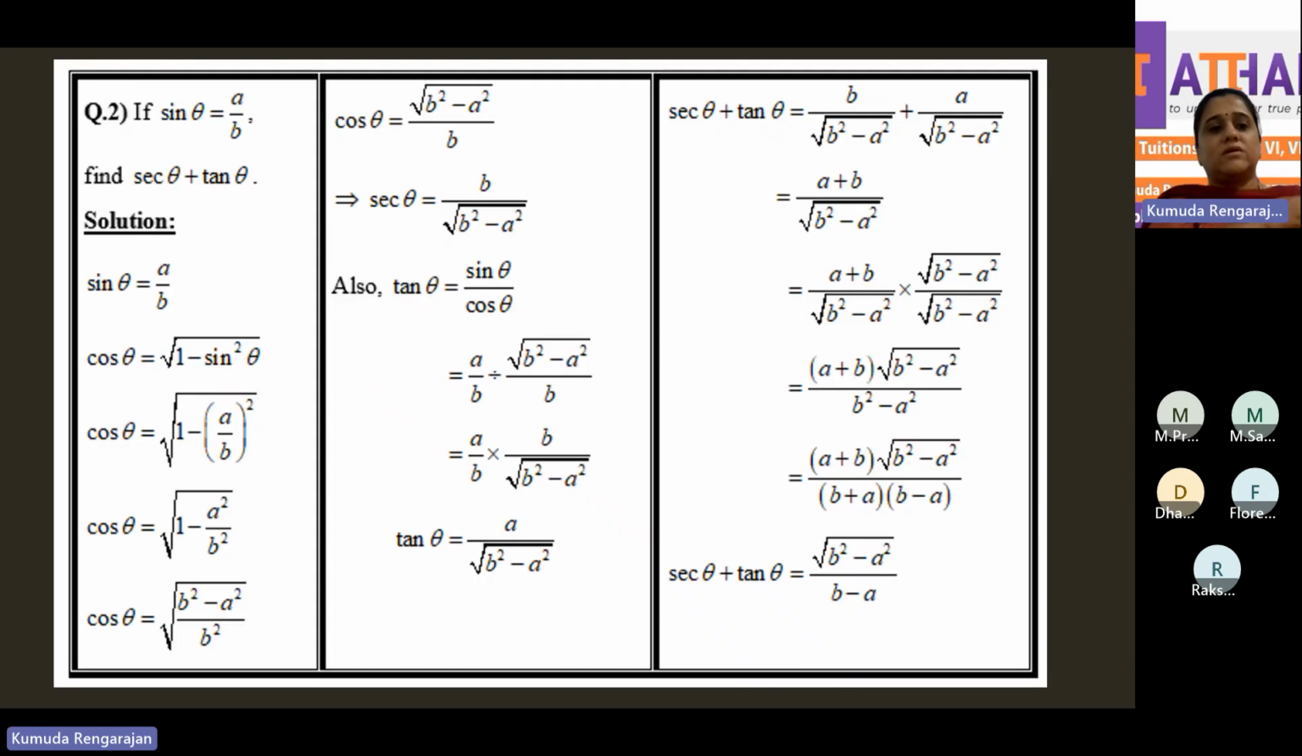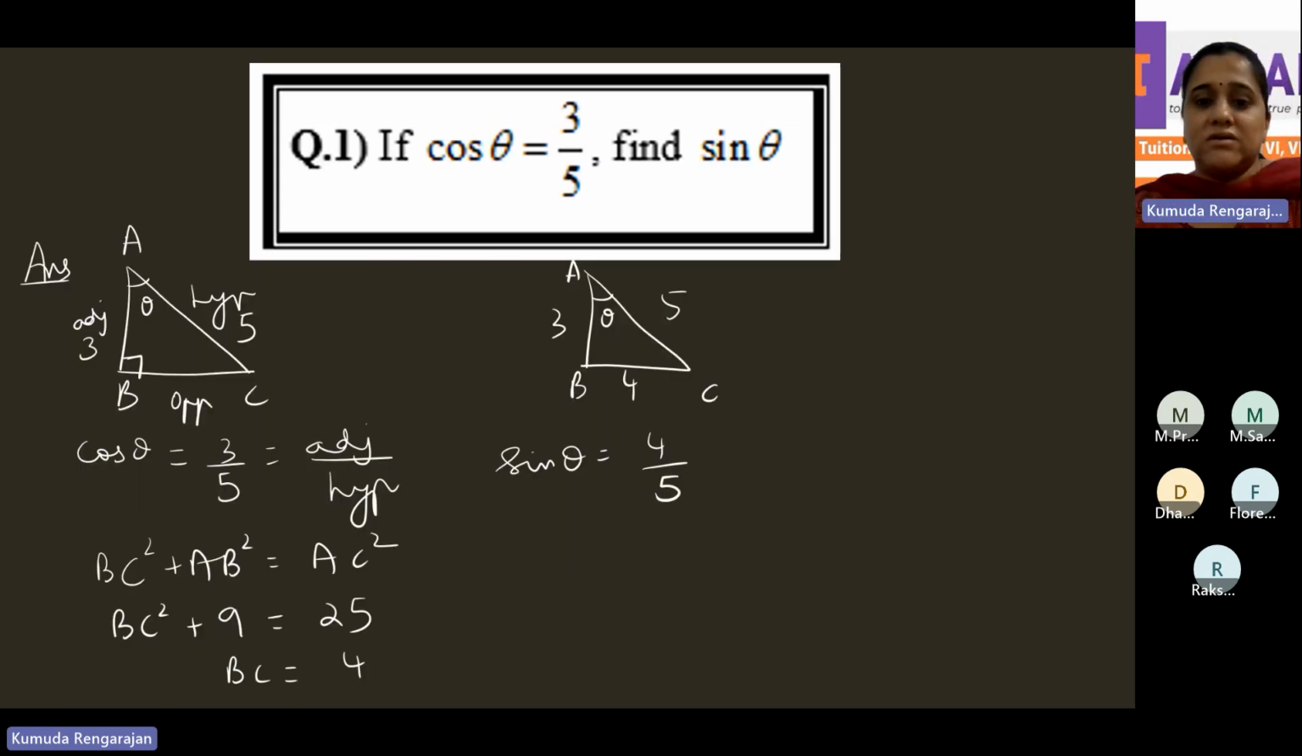So this is about the first one. Next one. If sine theta is equal to A by B, okay, now you can try it. Let me give that work to you. You can try it like this.